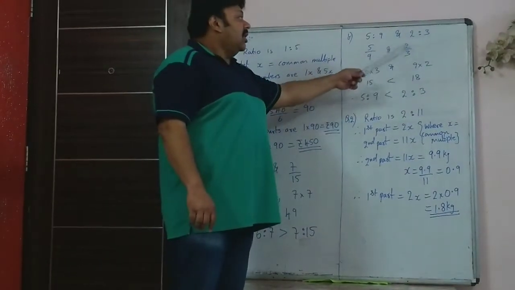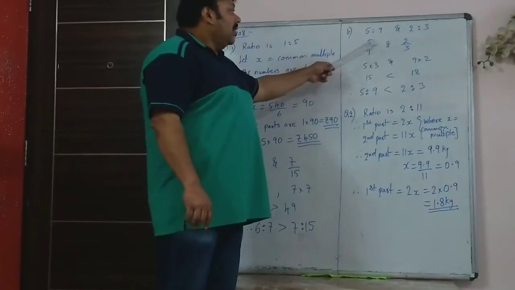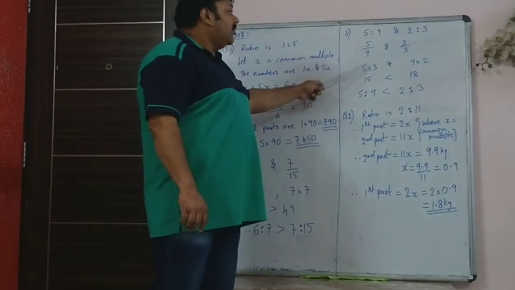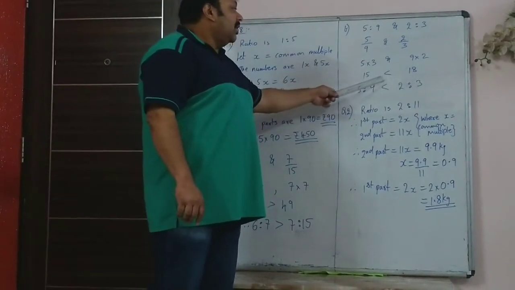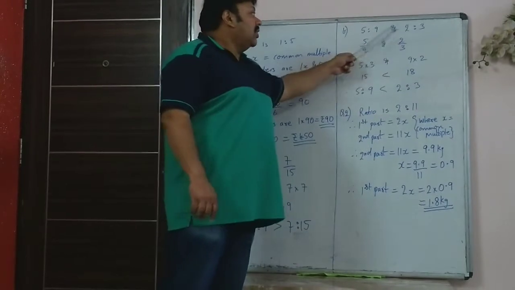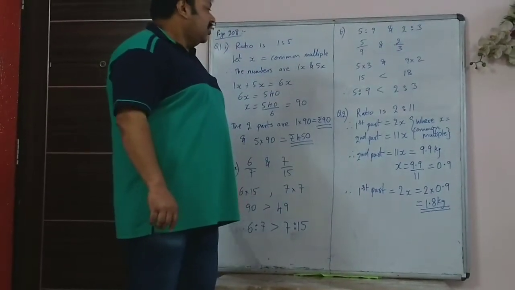Similarly, 5 is to 9 and 2 is to 3. When we cross multiply, you get 15 and 18. 18 is greater than 15, so 2 is to 3 will be greater than 5 is to 9.